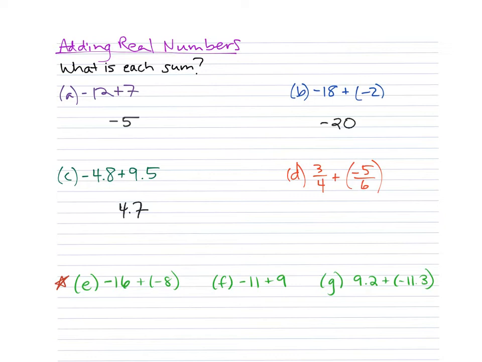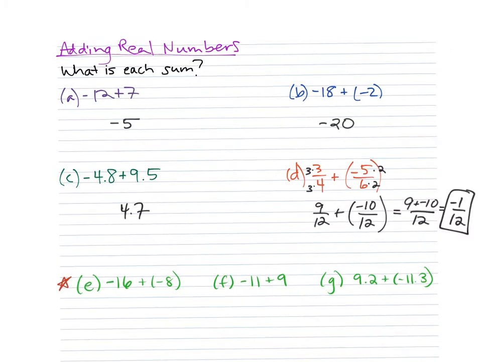The greatest common denominator is going to be 12. So you can multiply these both by 3. This is 9/12. Multiply these both by 2, and this is plus negative 10 over 12. So this is both 12 on the bottom, and then 9 plus negative 10, which is negative 1 over 12.